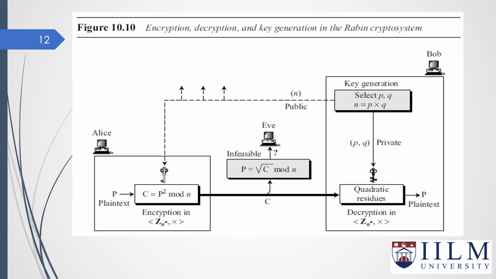Then it goes with the secure channel. Then Bob is the receiver, and at Bob's end, P and Q have been calculated and the key has been generated, which is private. Then with some calculation bearing on quadratic residues, as it is pure algebraic in structure, we are getting the plain text. We'll see how this algebraic structure can be worked.